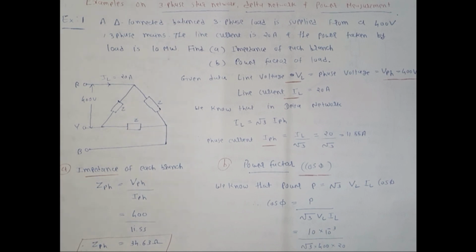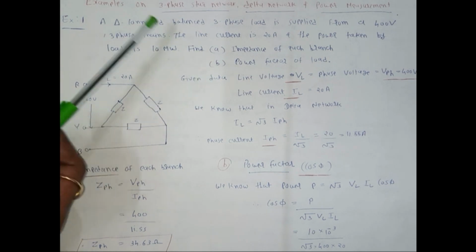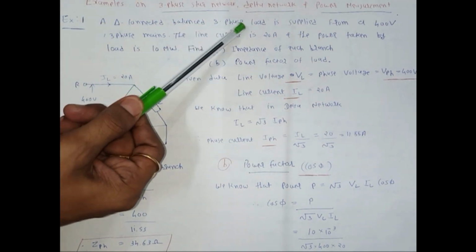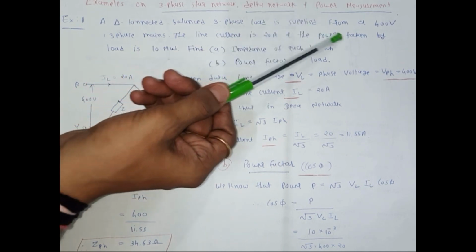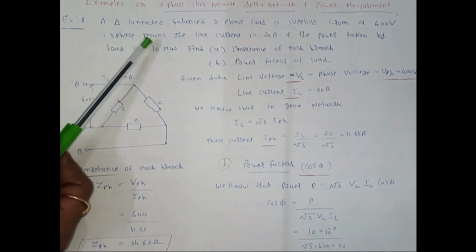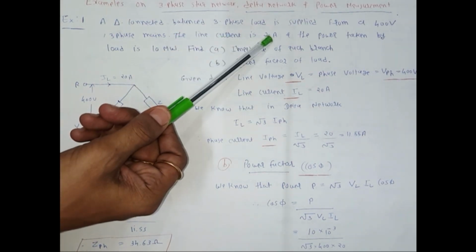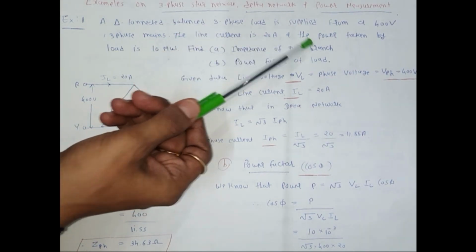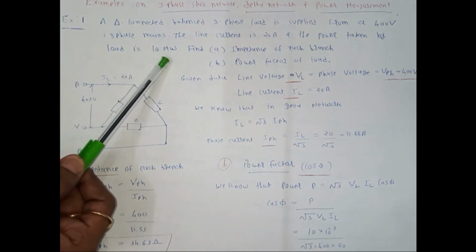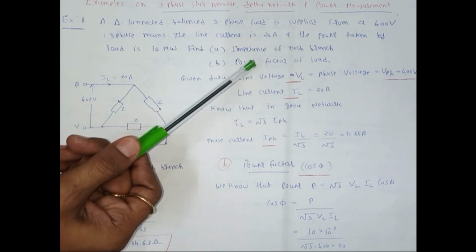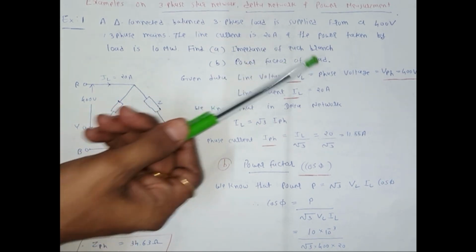Okay, first of all, example 1. A delta connected balanced three-phase load is supplied from a 400 volt three-phase supply. Line current is given as 20 ampere and power taken by the load is 10 kilowatt. Find the impedance of each branch and the power factor of the load.